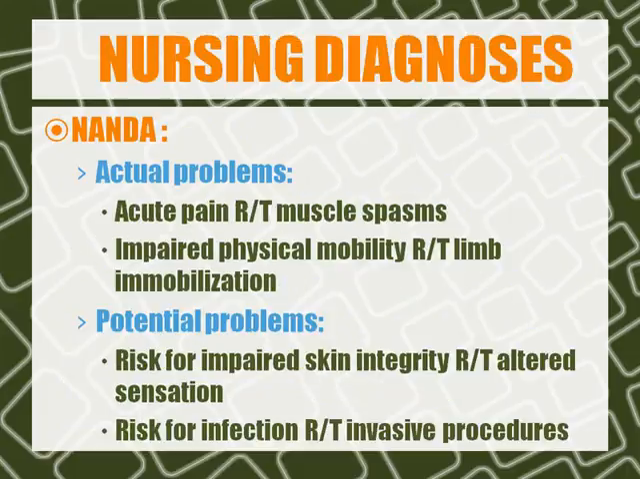I've got some examples. Her actual problems are acute pain related to muscle spasms. She also has impaired physical mobility related to limb immobilization. She's going to be in traction. Her potential problems could be risk for impaired skin integrity related to altered sensation, or risk for infection related to invasive procedures. So I've come up with 2 actual problems and 2 potential problems, and the list could go on and on.